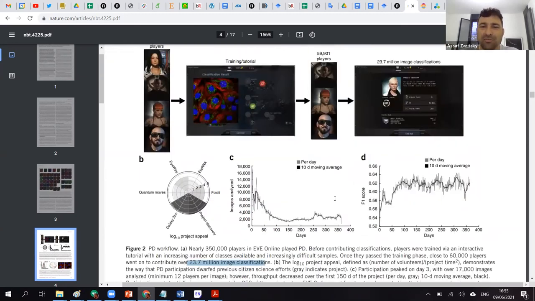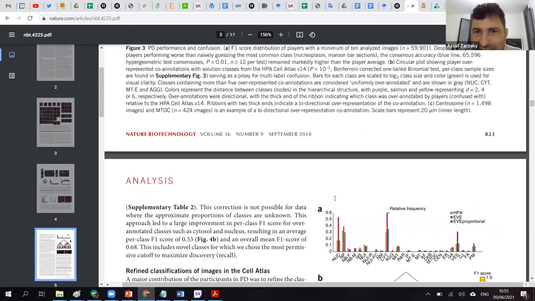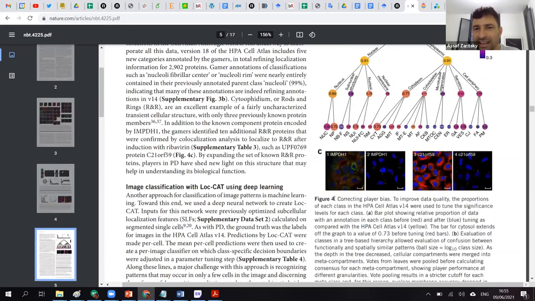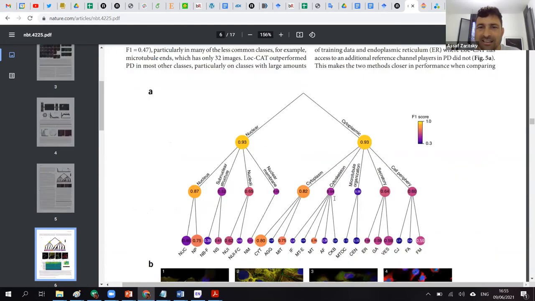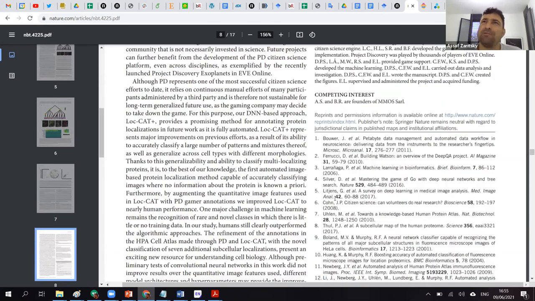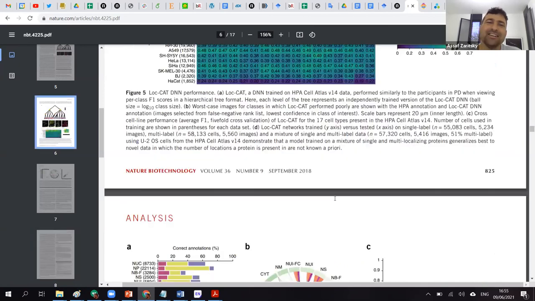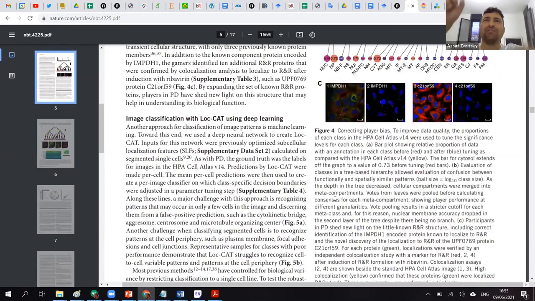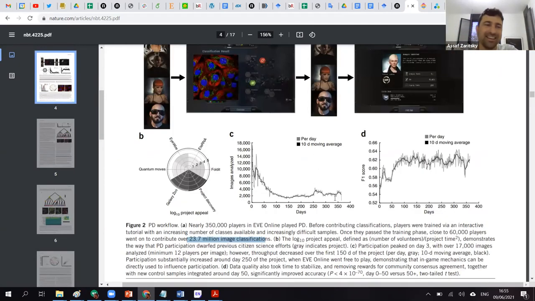And they did some cool stuff, which I don't think you can see here, but they tried to show how good amateurs are, right? People who have no idea about biology learn about this. So they did a lot of cross validations, right, to make sure that the people are not doing crappy annotations.